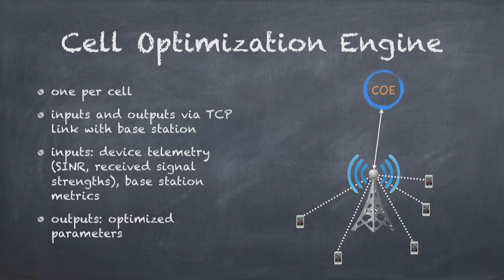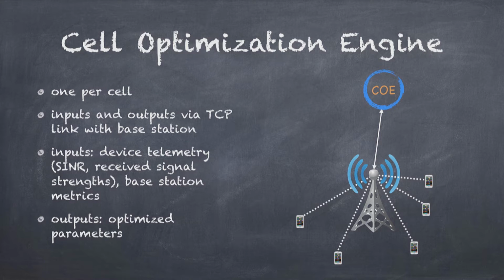Now, drilling in a little bit on this cell optimization engine. As I said, there's one of these COEs, for short, per cell. The inputs and outputs are via TCP socket with the base station. AirHop made a small, thin client that would be integrated with the base station in order to deliver the inputs that the COE requires, but also accept the responses, or the output, of the optimizing algorithms, and then deliver those to the base station so that they can take effect.